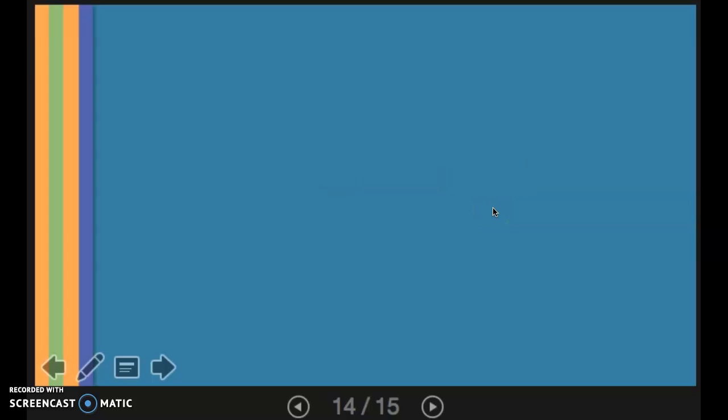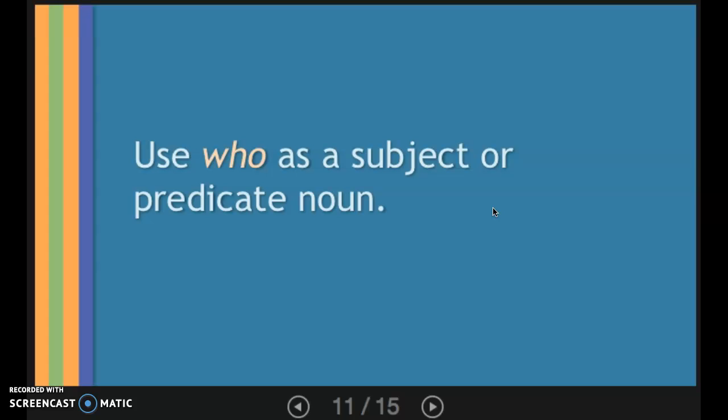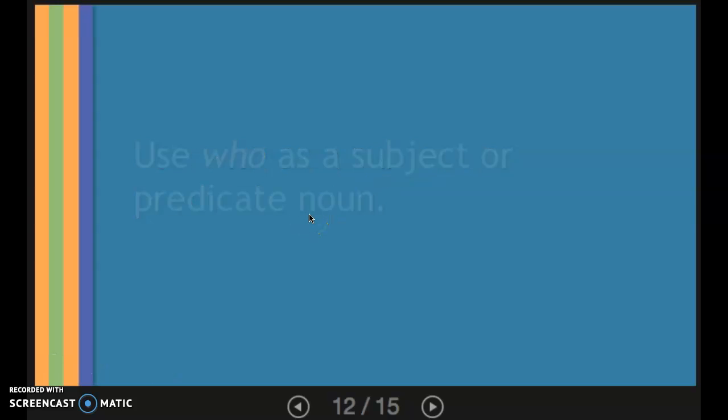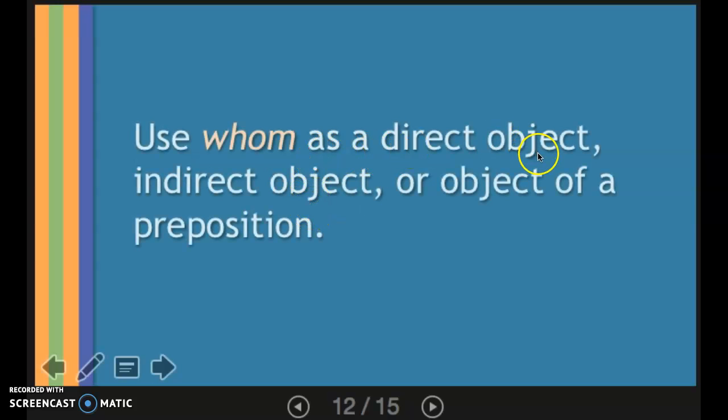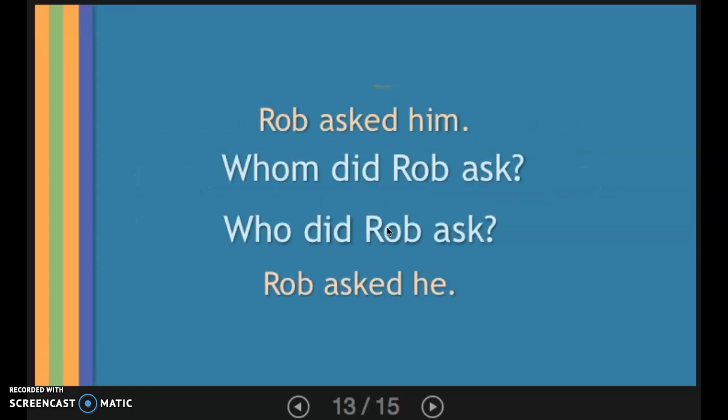That does not necessarily make sense to me personally. However, what does make sense is knowing the grammatical, I'm making that word up, the grammatical reasoning behind this. Who is a subject or predicate noun? Whom is a direct object, indirect object, or object of a preposition. So if you need help, go back to the definitions. If this trick works for you, that's really great. And I'm really happy for you.